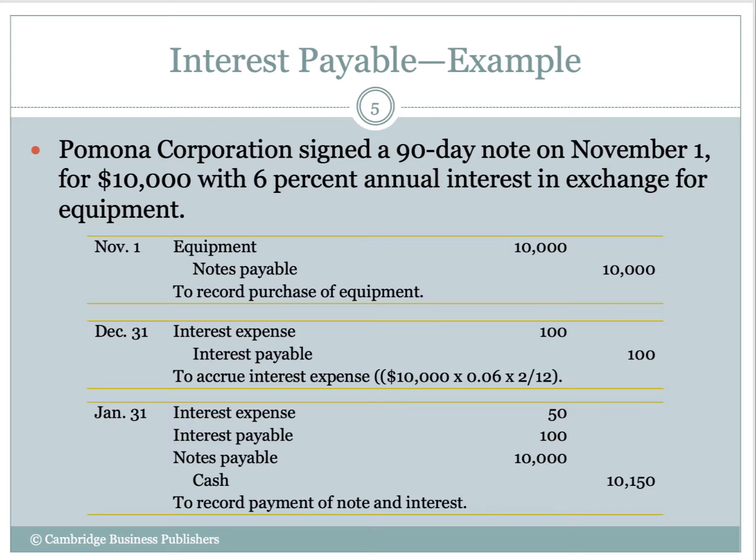So the first thing we need to do is recognize, okay, what am I getting? What do I owe, right? So we're going to debit equipment for $10,000. Nothing new there.